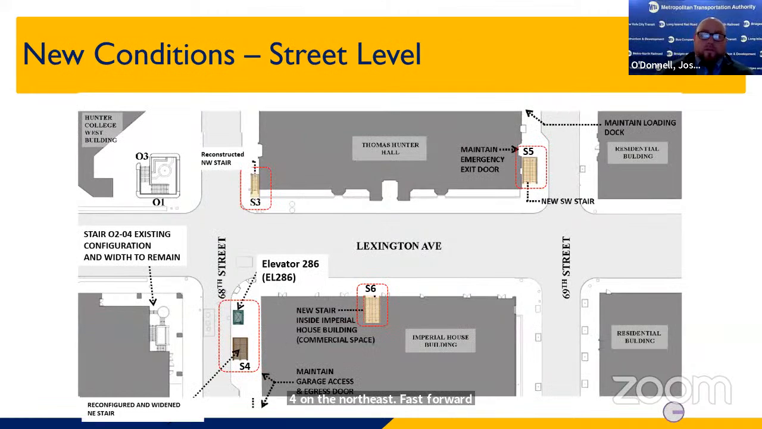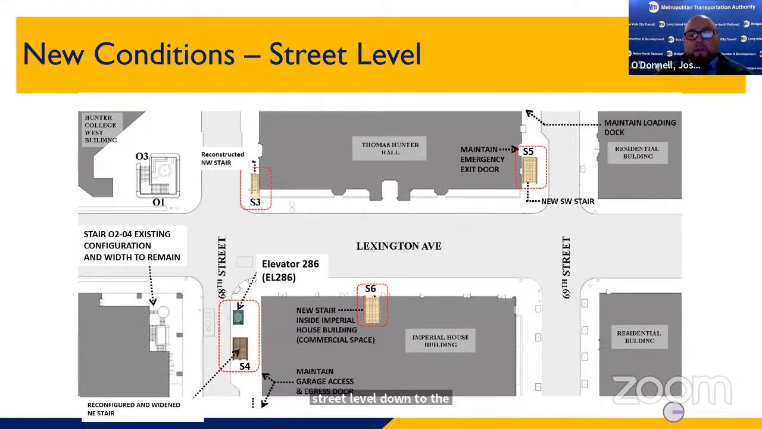Fast forward to the completion of the project and what the new configuration will look like. You'll still have stairs 01 and 03 on the southeast corner. There will be a reconfiguration of the existing stairs to widen them at 02 and 04. There's going to be a reconstructed stair on the northwest corner at S3. And on the northeast corner of 68th and Lexington, we're going to have a reconfigured stair S4, as well as the installation of elevator EL 286 from the street level down to the mezzanine level.